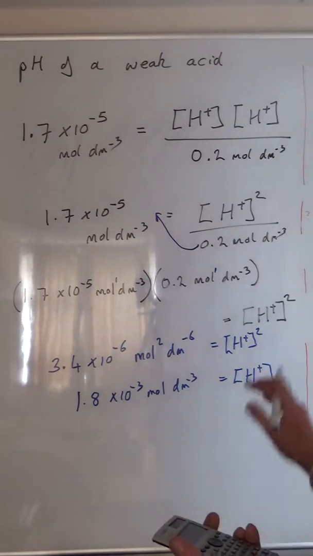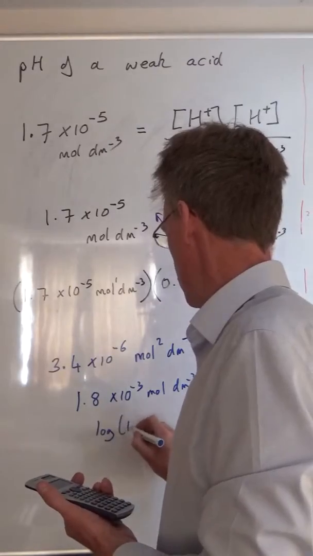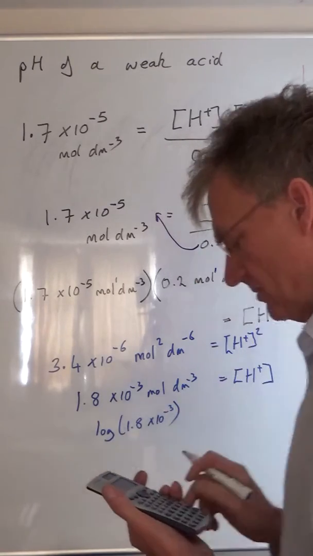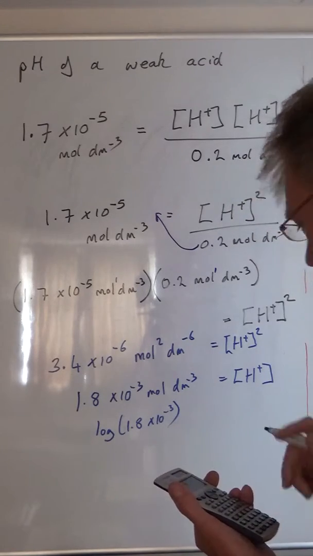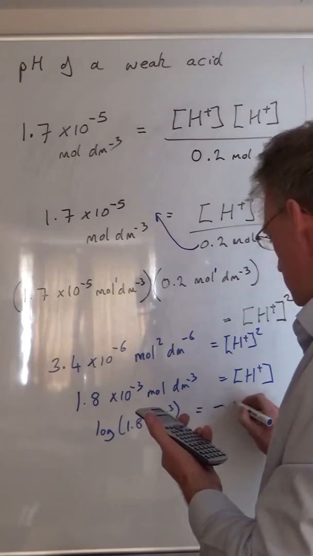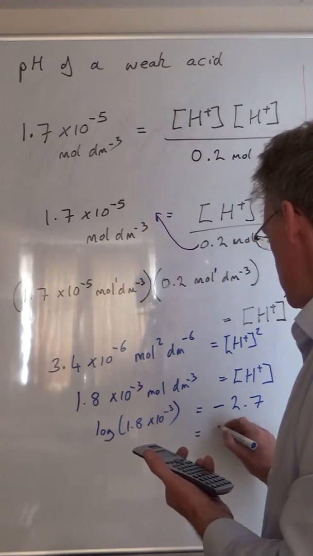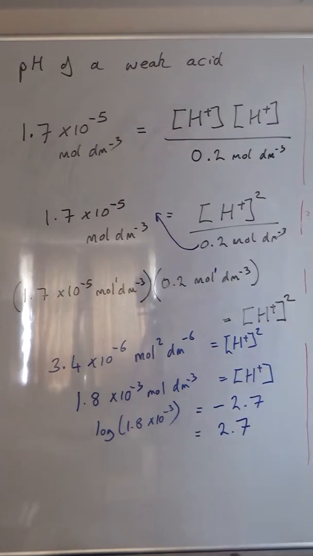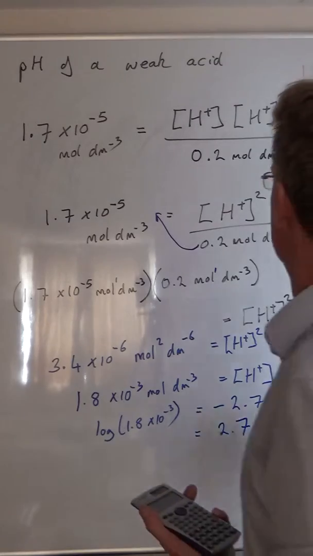So it's very small, and then if I take the log of that, so log of 1.8 times 10 to the minus 3, I'm just going to keep that in the calculator and just press log and then answer, and I get minus 2.7. Then I change the sign and the pH is 2.7. So 2.7 is the pH of a 0.2 moles per decimetre cubed solution of ethanoic acid. I'll just write that down at the top.